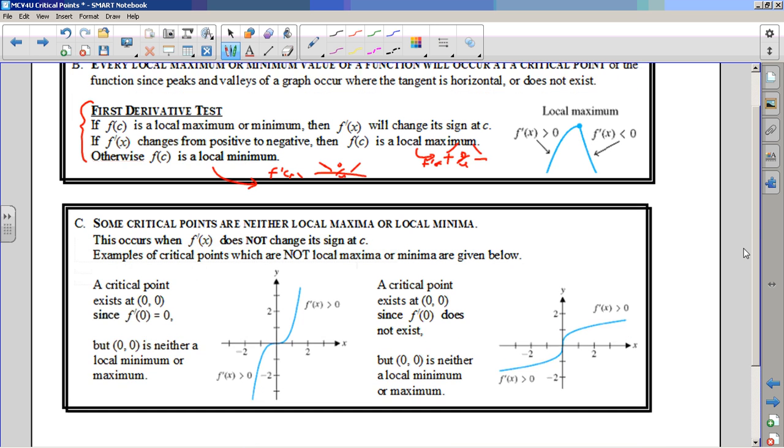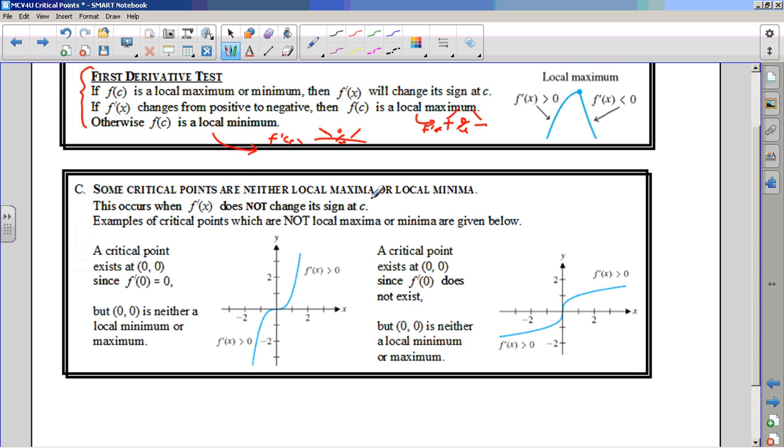And it says some critical points are neither local maxima nor local minima. And these are the ones we were talking about in the warm-up. This occurs when f prime at x does not change its sign at c. Examples of critical points which are not local maxima and minima are given below. So this one we have at x equals 0. The first derivative is 0, right? On the left, it's increasing, and on the right, it's increasing. So f prime at x is positive, 0, positive, and we see it's not a local maximum or a minimum.